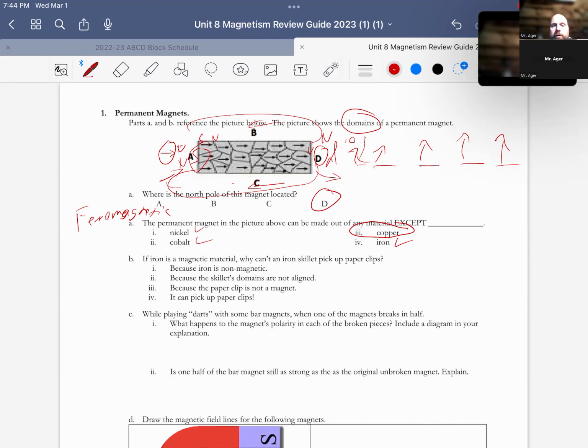Or non-existent, doesn't work. And so if iron, so now we're back down to an iron skillet. Why can't the iron skillet pick it up? It's because the domains are not aligned. In the iron skillet, the domains are not aligned. It's a magnetic material. It has domains, but they're not aligned. And so it doesn't have the magnetic field around it. So it's not a magnet. It's not going to interact with other metal things like paper clips until one of those things has its domains aligned and it becomes a magnet.